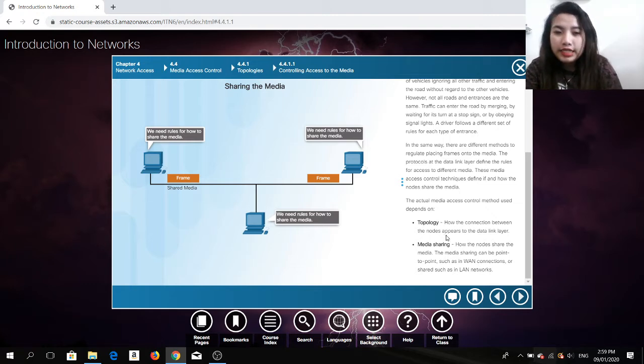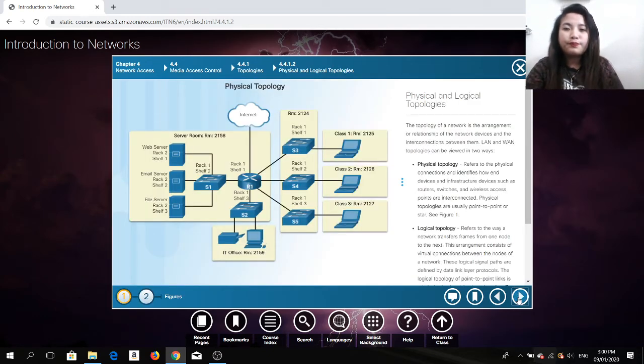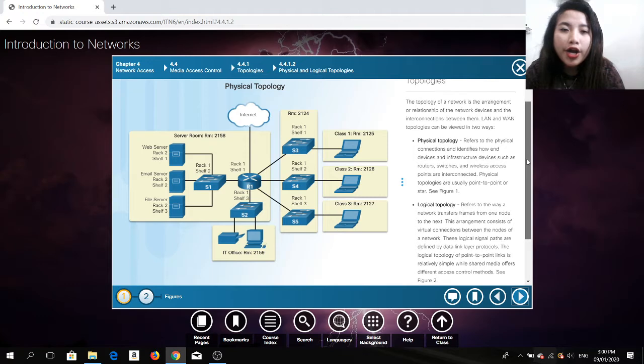What is topology? Topology is how the connection between the nodes appears to the data link layer, while media sharing is how the nodes share the media. The media sharing can be point-to-point, such as in one connection, or shared, such as in LAN networks.